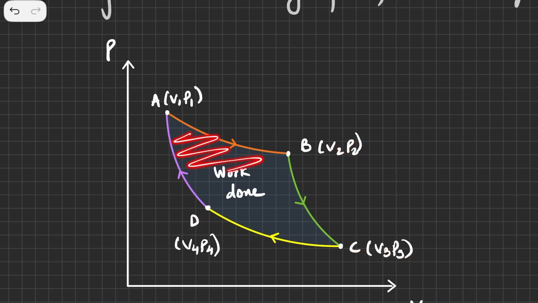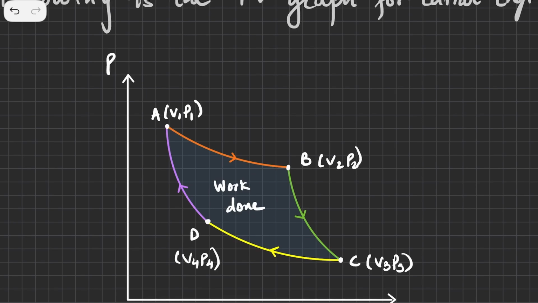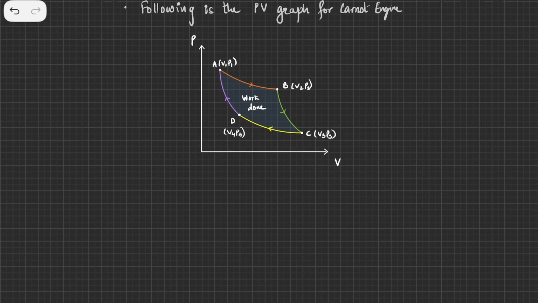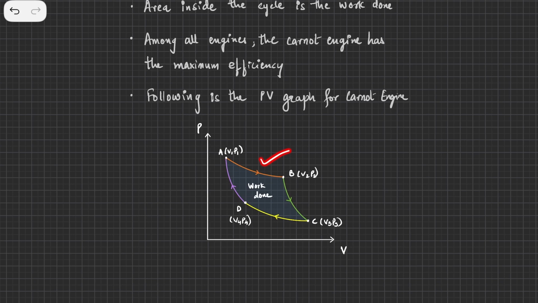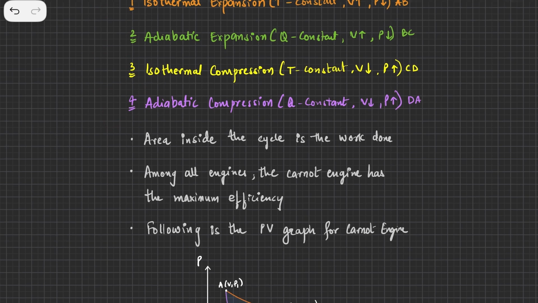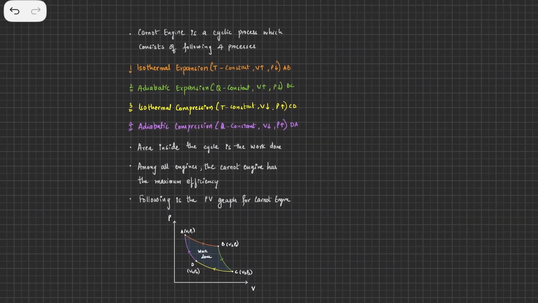The area inside the cycle will give you the work done. So the shaded region is the work done. Now if you see, the process goes from A to B. The graph is pretty gradual, and this orange process is the isothermal expansion. I've just color coded: this is orange, this is green, this is yellow, this is purple. Orange, green, yellow, purple, so you can identify it pretty easily.